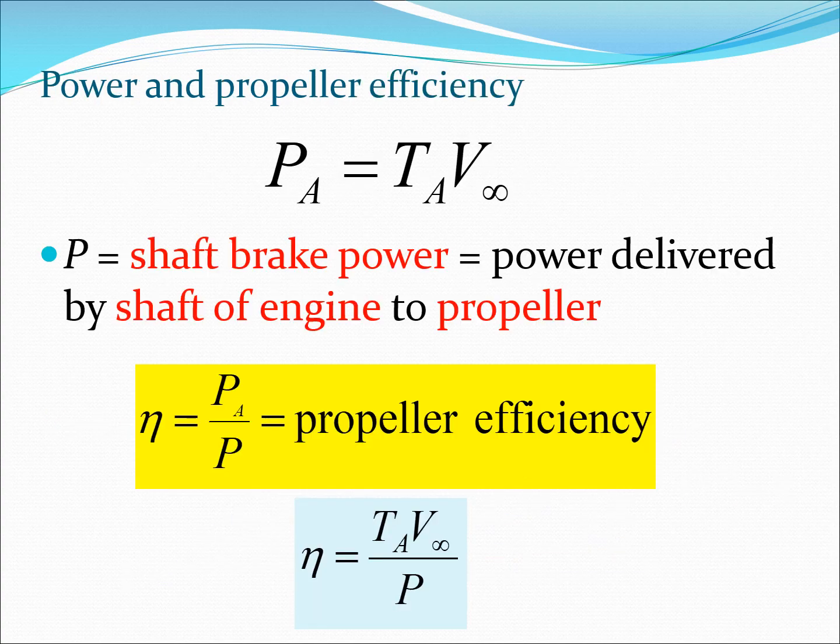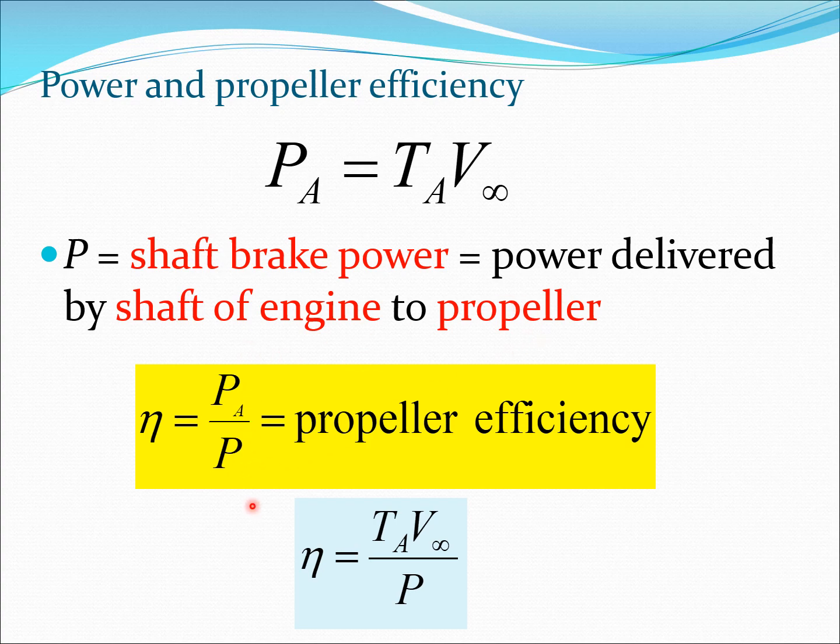So now we have the available power. We can easily calculate the, or rather I should say we have the available thrust. We can easily calculate the available power, and that's going to be the thrust into the velocity. Now there is one more power which is the shaft brake power, and this is the power delivered by the shaft of the engine to the propeller.